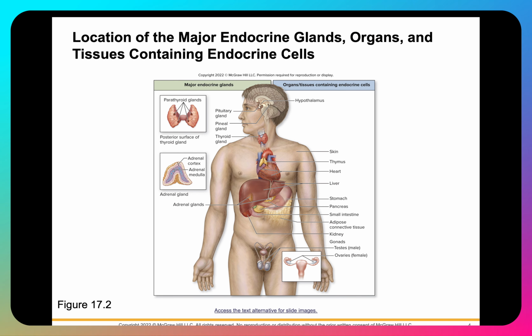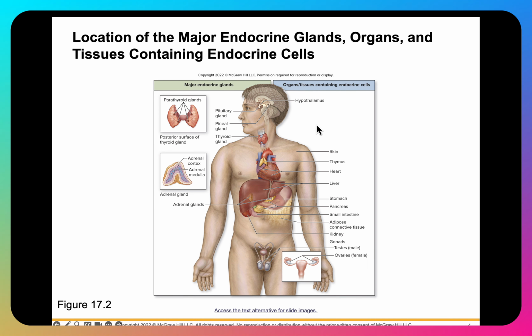Now, this particular diagram is addressing the major endocrine glands, organs, and those tissues that contain endocrine cells. We are going to be focusing this chapter on the left panel. So what we'll be covering will be the pituitary gland, the pineal gland, thyroid, and adrenal gland. Now, we will include the pancreas because of the role of the endocrine pancreas with respect to regulation of blood glucose.